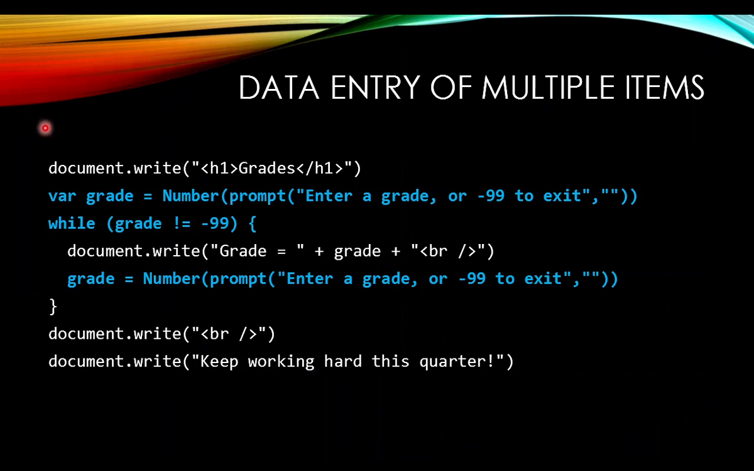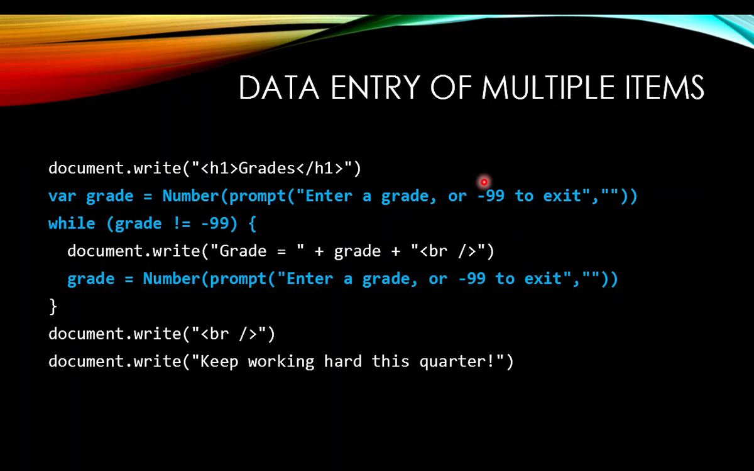So here's what the code might look like. Write out a nice header, right? Heading 1, big nice word, grades. We then create a grade variable and we assign it to the conversion to a number of a prompt asked of the user to enter the grade. Now this is another example of a sentinel, right? We've said to the user, hey, you can type in -99 when you're tired of entering grades and I'll let you out. So this -99 is a sentinel.